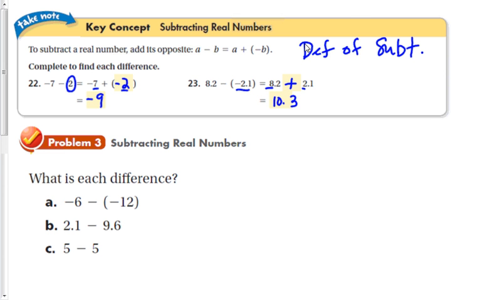Instead of subtracting negative 12, we are going to add positive 12. Now we're adding them. The signs are different, so we're just going to subtract 12 minus 6, which is 6. And then we're going to take the sign of the number with the greatest absolute value, which is the number furthest from 0, which is 12, so it's positive 6.